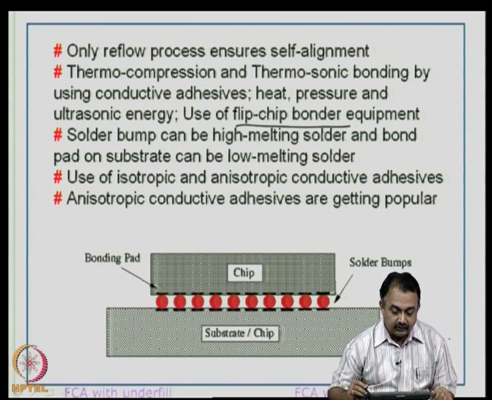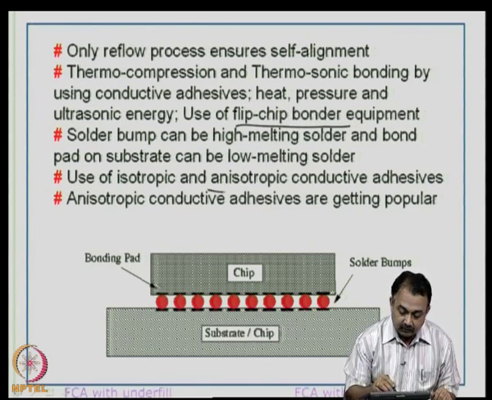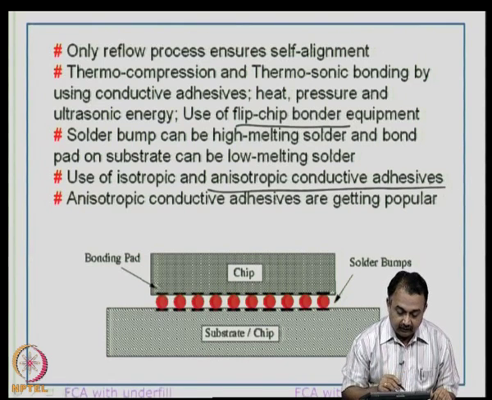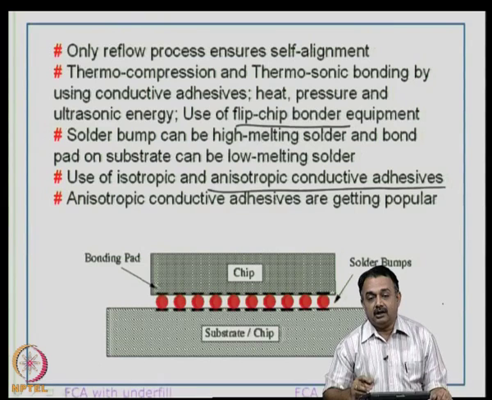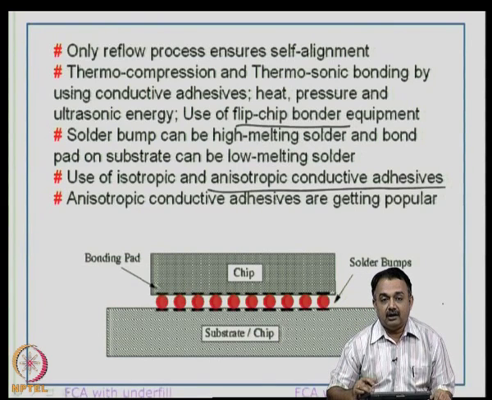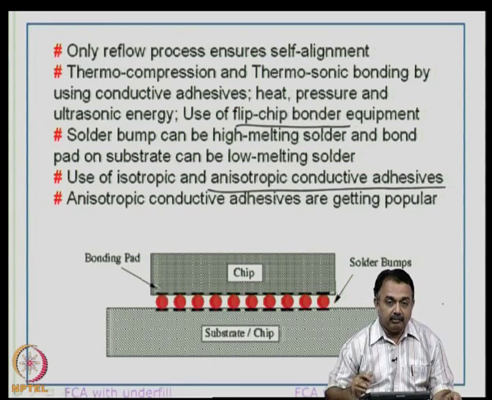You can also use isotropic and anisotropic conductive adhesives. More people are using anisotropic conductive adhesives today. Anisotropic conducting adhesives are getting popular because the difficulty with applying isotropic adhesives on the surface of the substrate is increasingly larger because of low pitch. Okay. So, you need better dispensers that need to dispense isotropic material accurately.